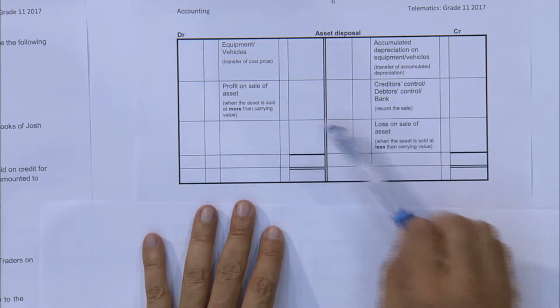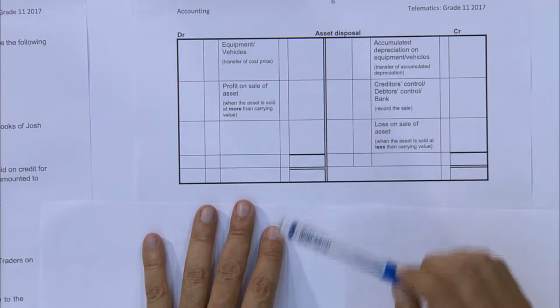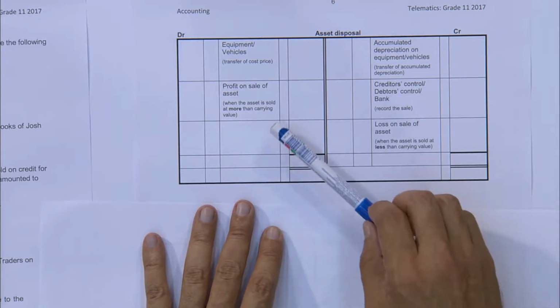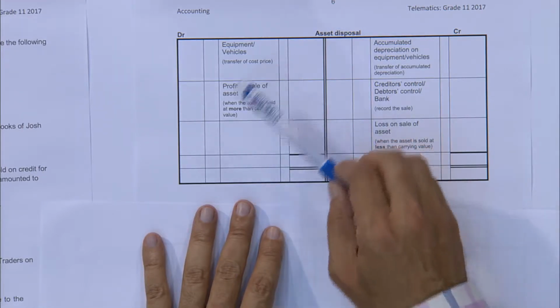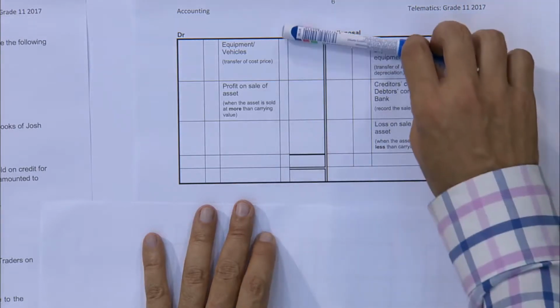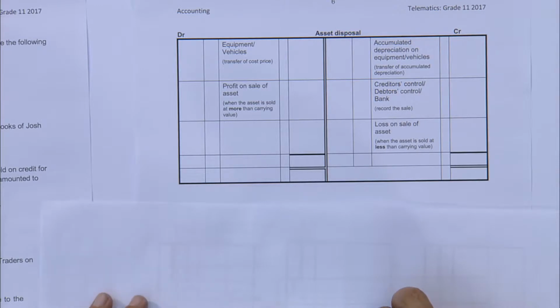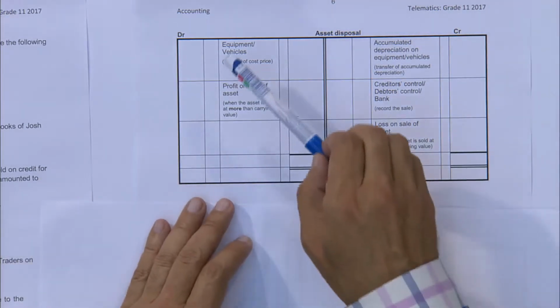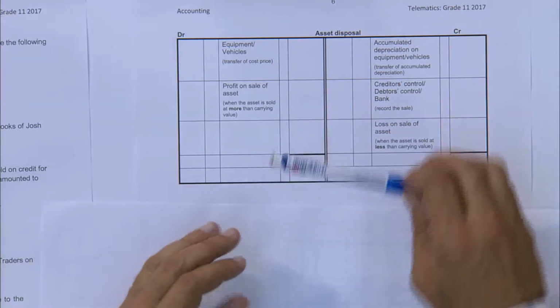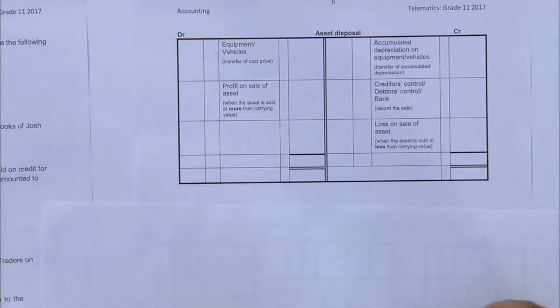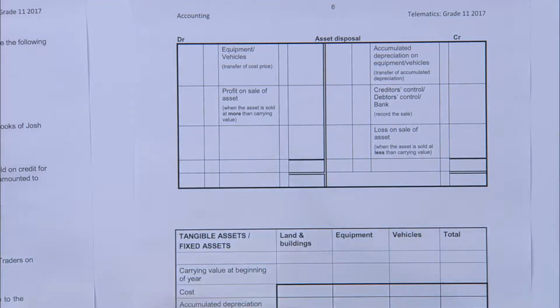It won't be a profit and a loss in the same account. But you could be selling equipment and vehicles. Then you first have to do one, and then below that you have to do the other one. You're not going to combine everything, equipment and vehicles, profit and loss. You're first going to get rid of the vehicle, and then you're going to get rid of the equipment. So that's for the formatting.